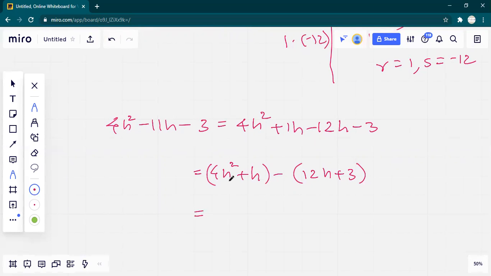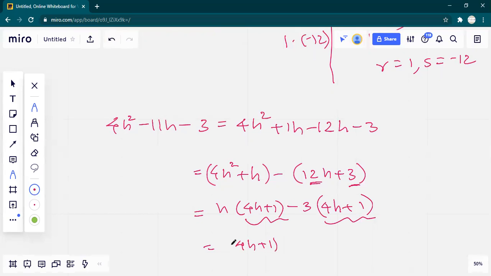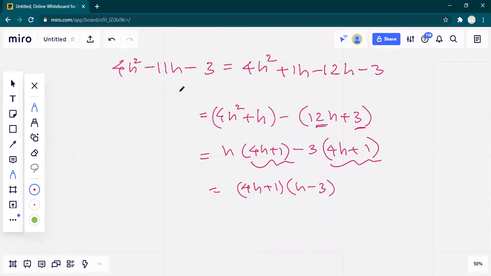Now we can factor h from the first two terms. So h times 4h plus 1, minus, we can factor 3 from the last two terms. If you take 3 from the 12h, the remaining is 4h. If you take 3 from 3, you will get a 1. Again, here is a common factor, 4h plus 1. That's equal to 4h plus 1 multiplied by h minus 3. This is the factorization of 4h squared minus 11h minus 3.